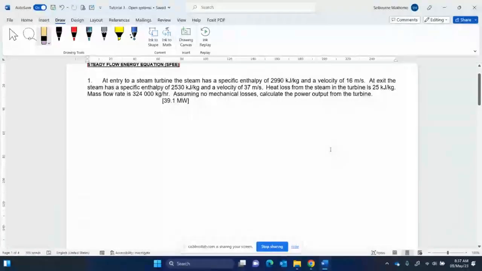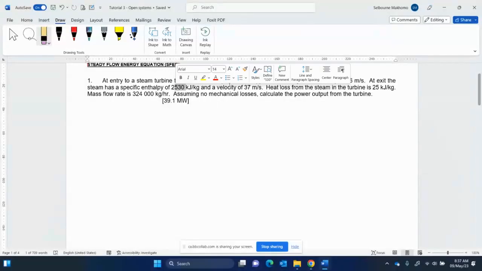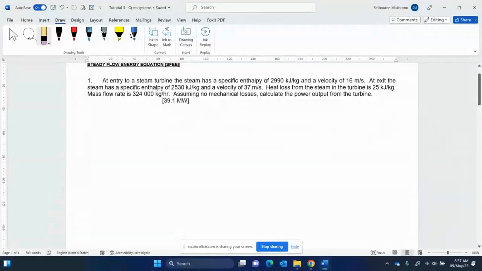Again, if you look at the specific enthalpy, at inlet it is 2990 because at that time the steam is very, very hot as it enters the turbine. But when it leaves, the steam inside the turbine expands. As it expands, the temperature drops and enthalpy also drops. That's why our H2, 2530, is less than that at the inlet. So this kind of information must make sense in your mind, so that you are able to see if your answer is right or wrong. So let's draw a quick schematic diagram of a turbine.